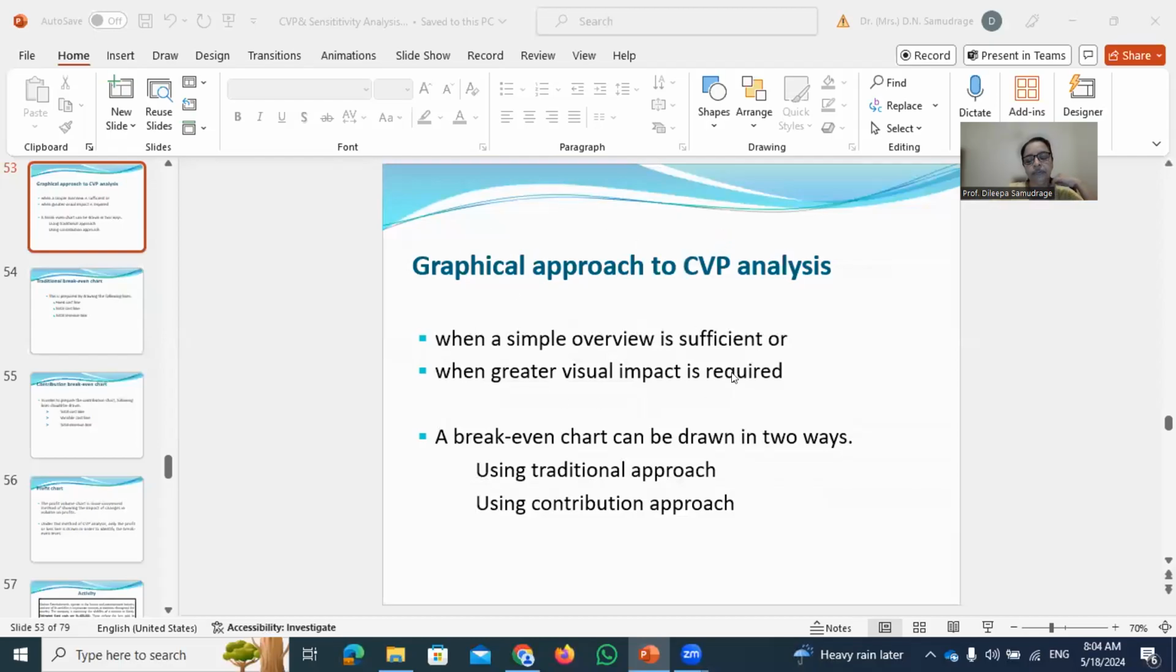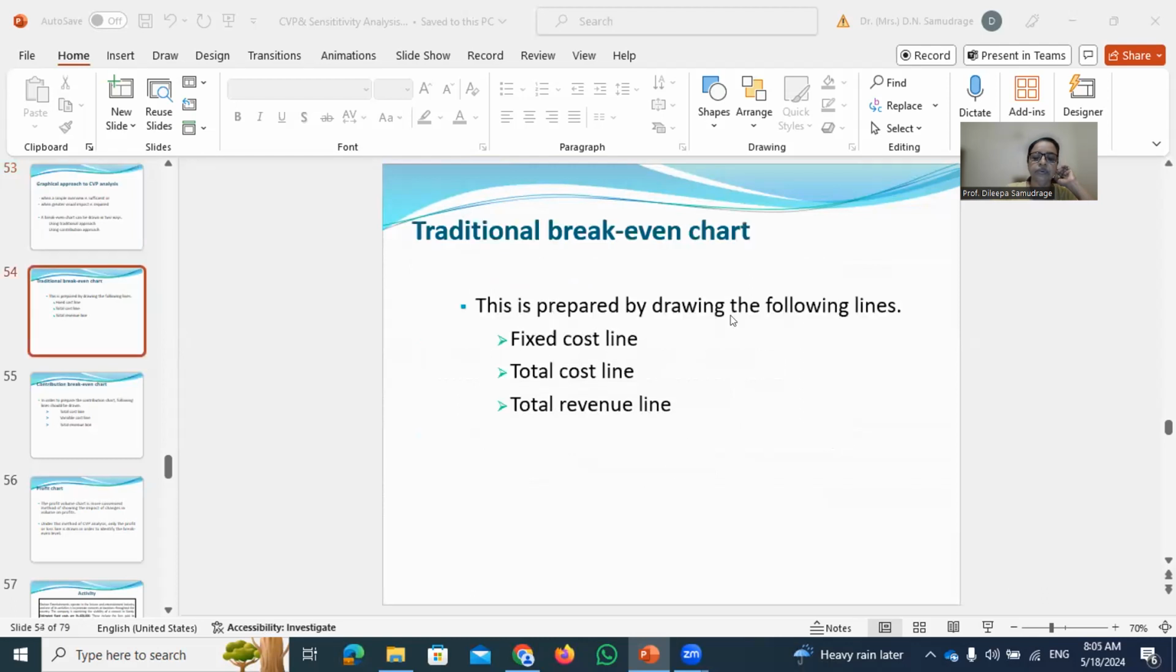So last week we started this one, right? The graphical approach to CVP analysis. I explained why the graphical approach is important, and we talked about break-even charts. So that is the traditional approach and the contribution approach, right? I asked you to draw these lines.